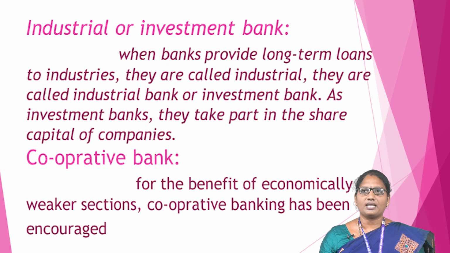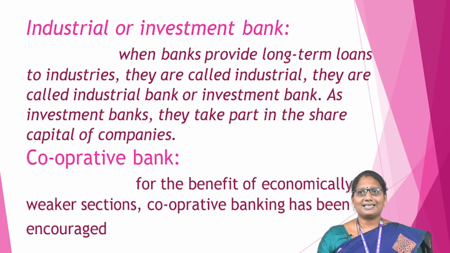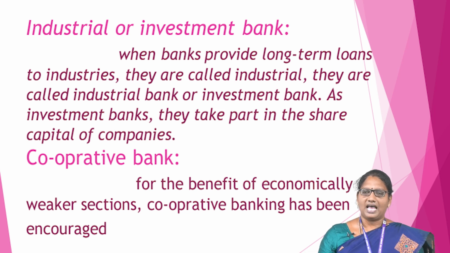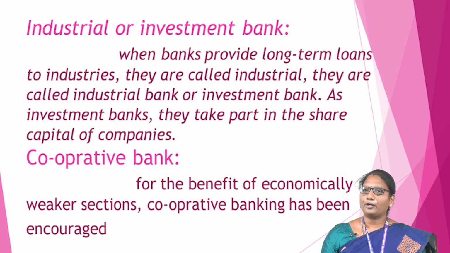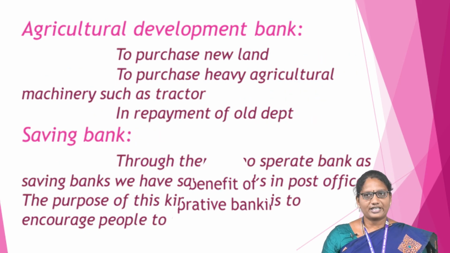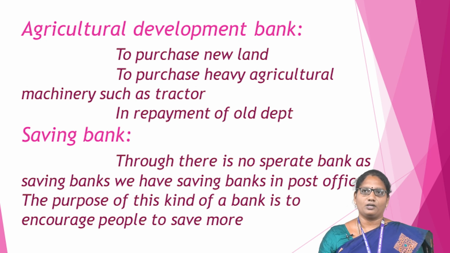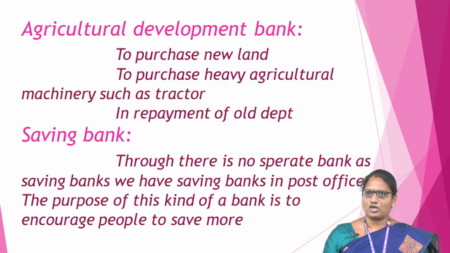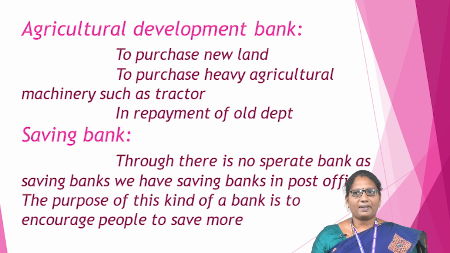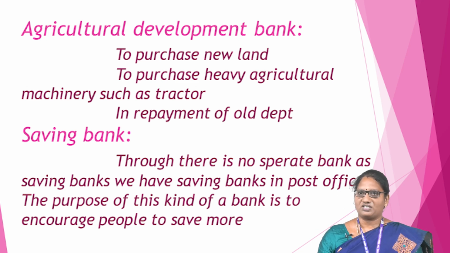Next one is industrial or investment bank. When banks provide long-term loans to industries, they are called industrial banks or investment banks. As investment banks, they take part in the share capital of companies. Next one is cooperative bank. For the benefit of economically weaker sections, cooperative banking has been encouraged. Next one, agricultural development bank. To purchase new land, to purchase heavy agricultural machinery such as a tractor, and in repayment of old debt.